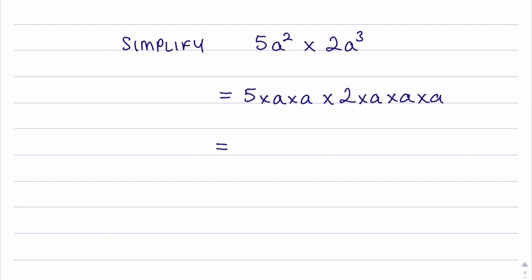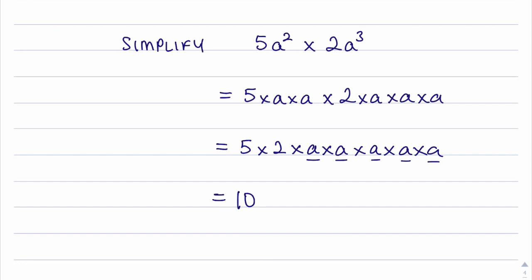Now I can actually rearrange this by writing it as 5 multiplied by 2, so I'm pulling all the coefficients together. And then I've got an a and an a from that first term, and then I've got 3 more a's. Now 5 multiplied by 2, that's 10. And I've got 1, 2, 3, 4, 5 a's, so that's going to be a to the power of 5.